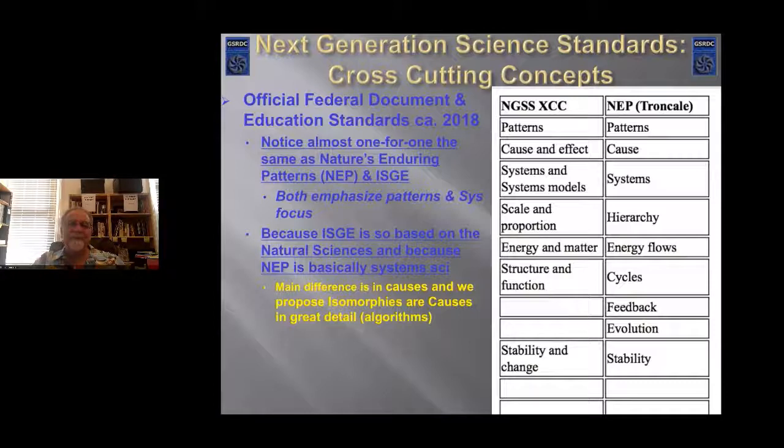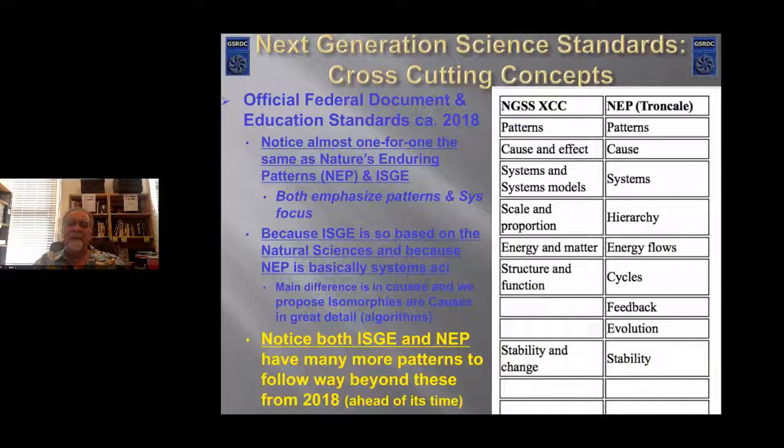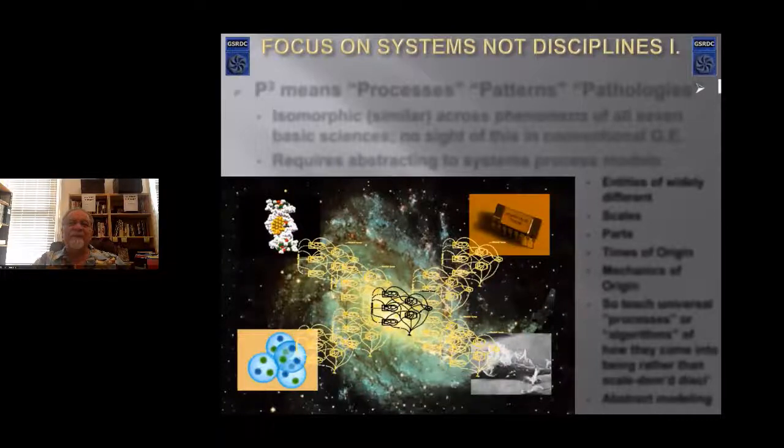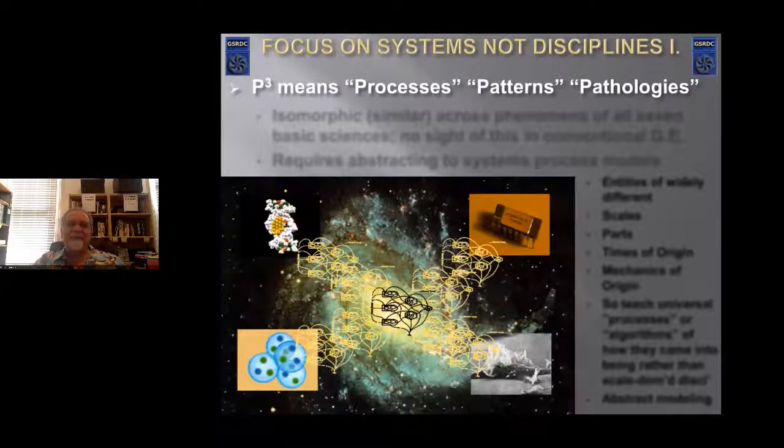The main difference is in causes, and we propose isomorphies are the causes or the mechanisms that we can learn in great detail. They're algorithms on how nature and human systems work, and that's why we're teaching them. Notice both ISGE and the Nature's Enduring Patterns book have many more patterns to follow, way beyond these from the current science standards, but at least it's consistent with the science standards, and they finally caught up with us, I would have to say.